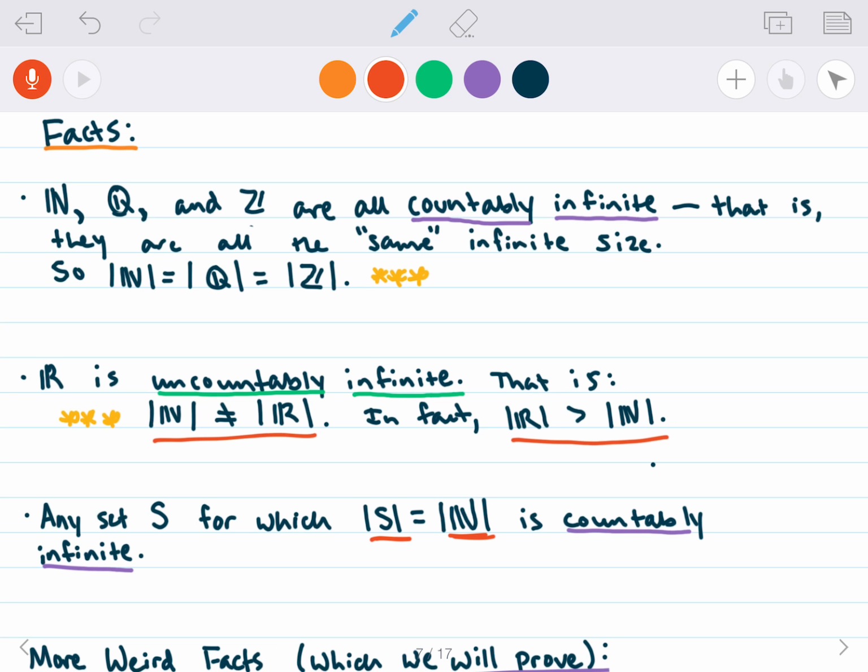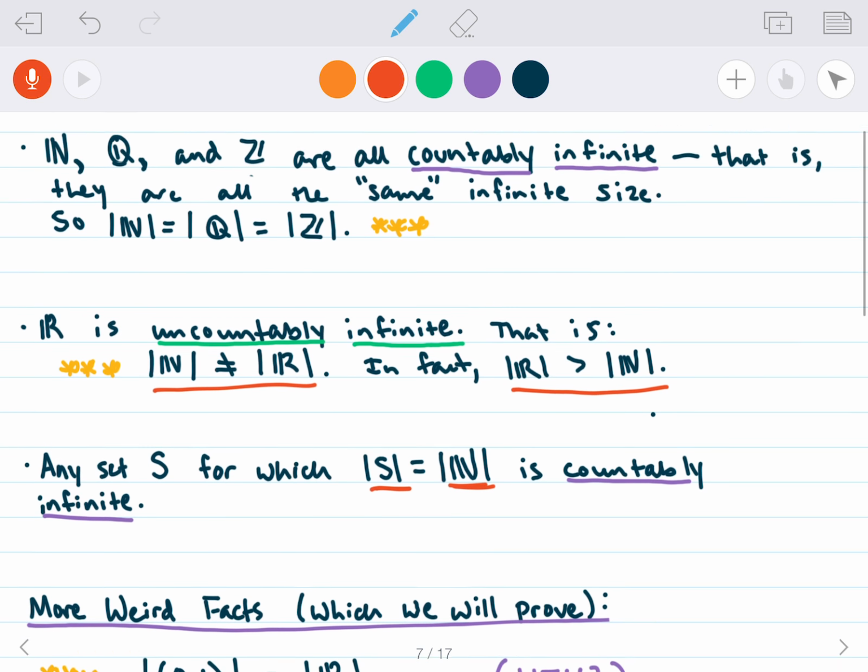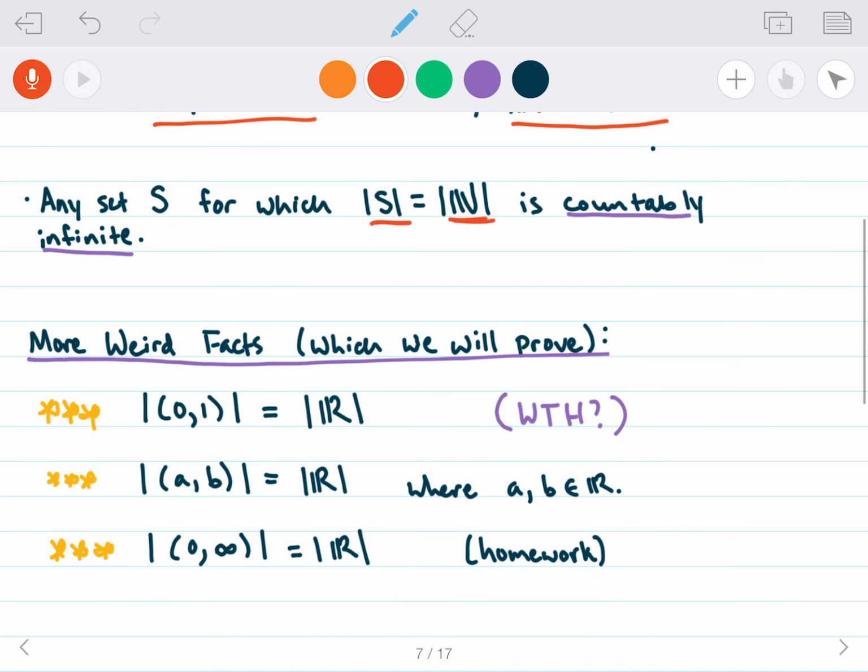So if we can construct a bijection, just like we did with the e to the n example with our S, if we can construct a bijection from the set to the natural numbers, then that set's countably infinite. So here's some weird facts that we're going to prove.